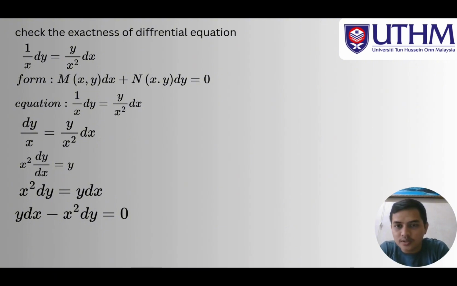So I would like to present about question 1B. First, we need to check the exactness of the differential equation 1 over dx dy equal to y over x squared dx. So first thing we need to change it to the form M(x,y) dx plus N(x,y) dy equal to 0.